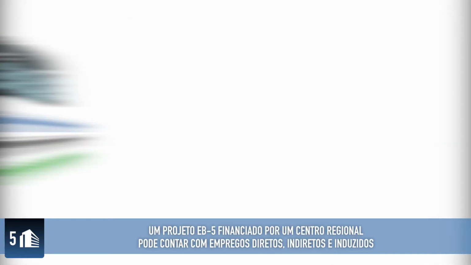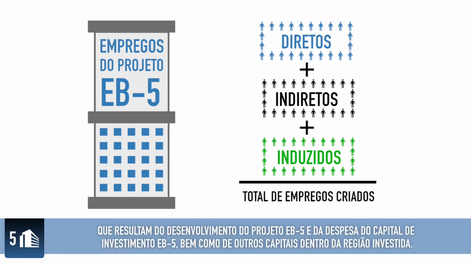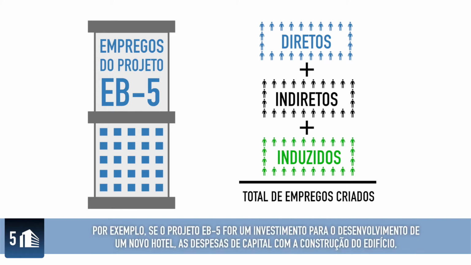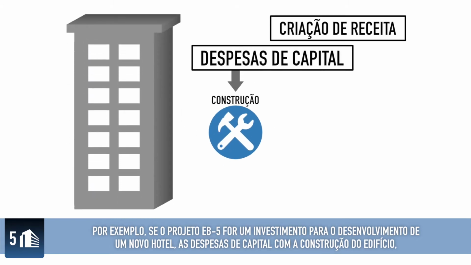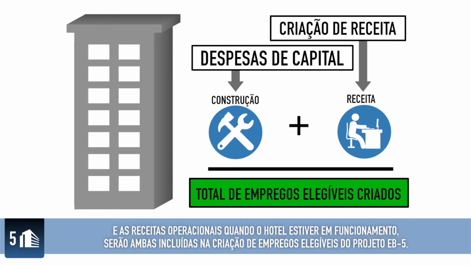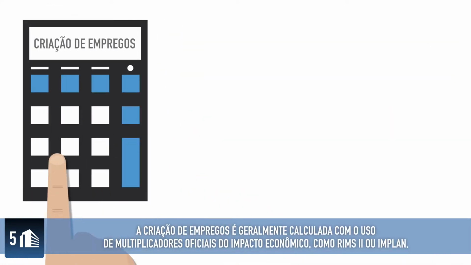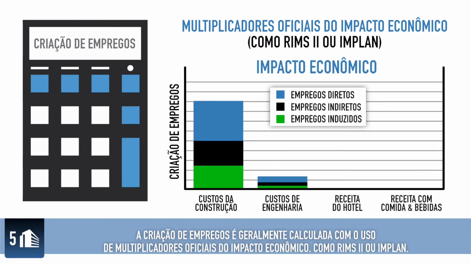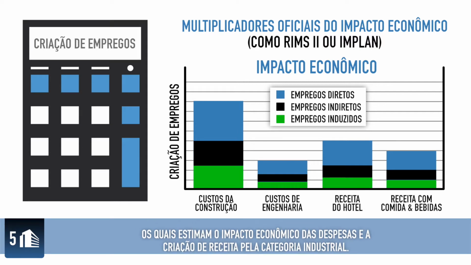An EB5 project sponsored by a regional center is allowed to count the direct, indirect, and induced jobs that result from the development of the EB5 project and the expenditure of EB5 investment capital and other capital within the investment region. For example, if the EB5 project is an investment to develop a new hotel, the capital expenditures on the construction of the building and the operating revenues once the hotel is open will both count toward the project's EB5 eligible job creation. Job creation is often calculated using official economic impact multipliers such as RIMS-2 or IMPLAN, which forecast the economic impact of expenditures and revenue creation by industry category.